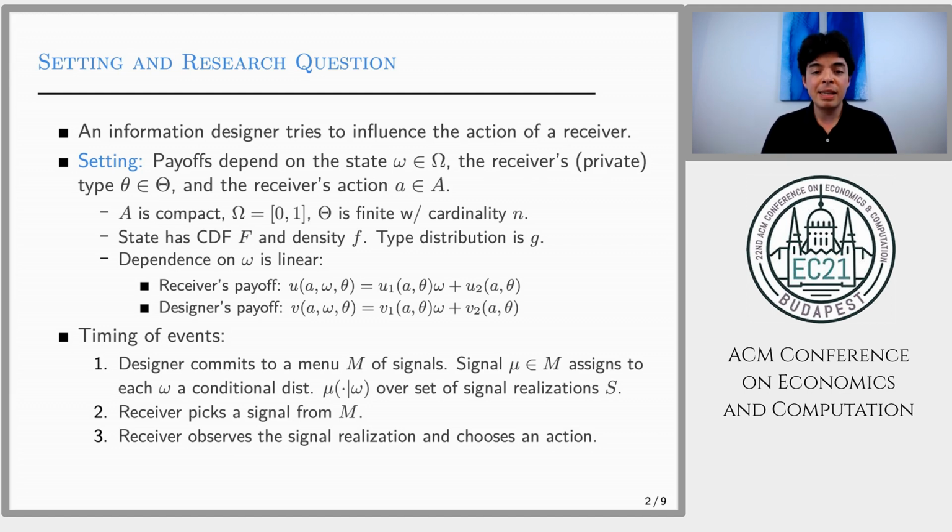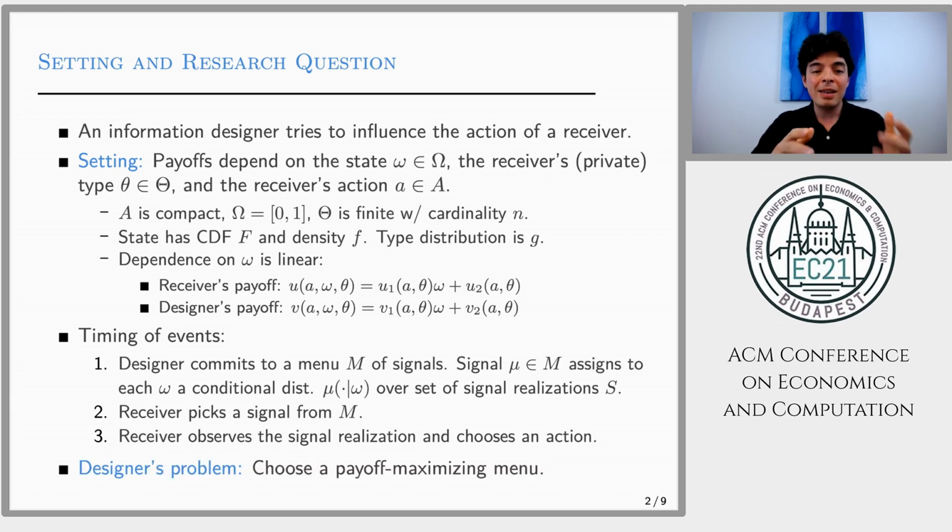Second, the receiver picks a signal from this menu. And third, the receiver observes the signal realization, updates her posterior belief about the state, and chooses an action to maximize her payoff. Of course, the receiver's choice impacts the designer's payoff. So in order to maximize her payoff, the designer needs to carefully design her menu. And this is our research question. How should the designer choose a payoff maximizing menu? And are there any structural properties of payoff maximizing menus?